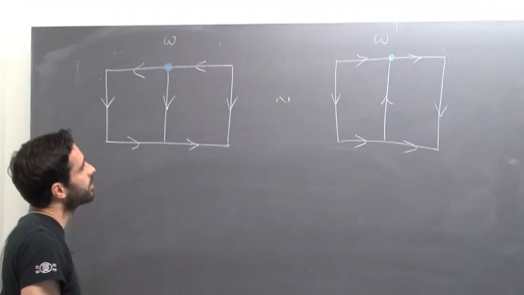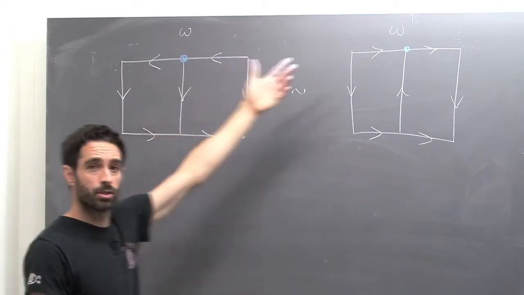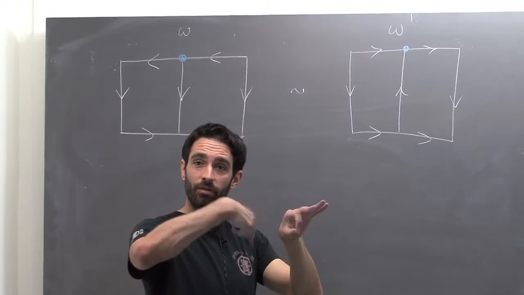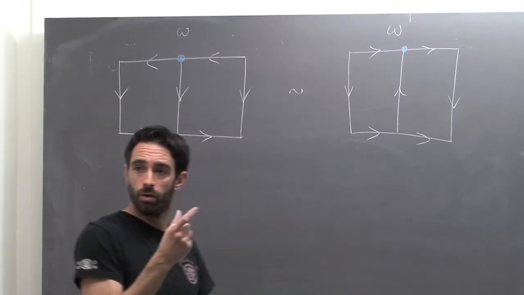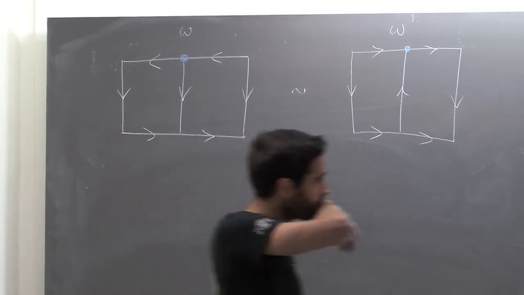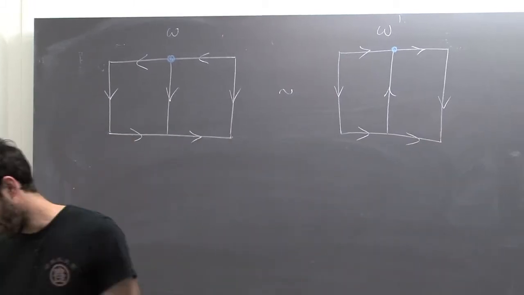So you agree that if you have started with a Kasteleyn orientation and you make this switch, then what you get is also a Kasteleyn orientation, right? Because each time you go around the face, you will have changed 2 orientations, so the parity does not change. Okay?